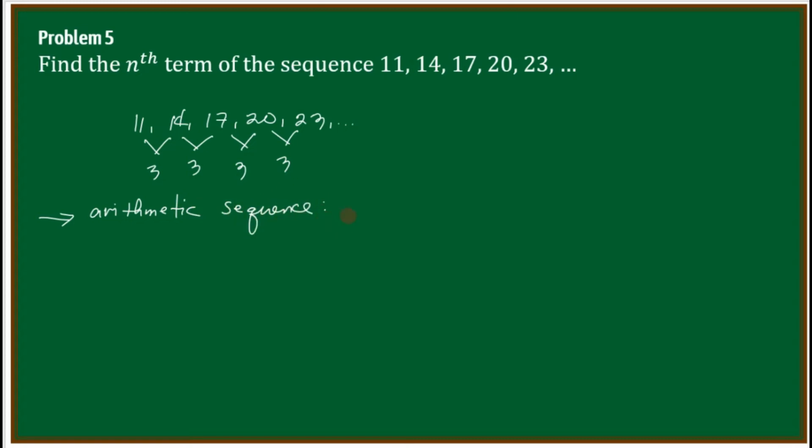So, kapag arithmetic sequence, ang nth term niya is a sub n equals a sub 1 plus n minus 1 times d. Ito yung gagamitin natin para mahanap ang nth term. Kasi ang nth term is yung value niyan. Okay?